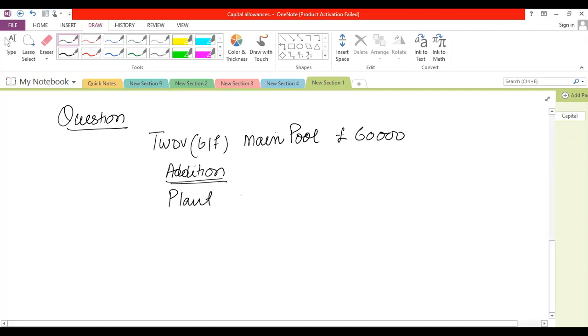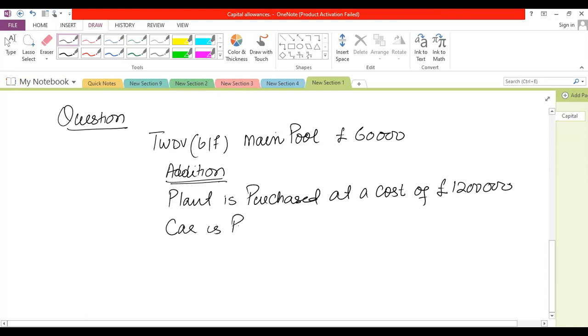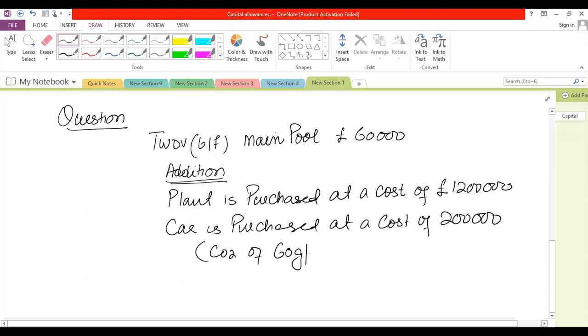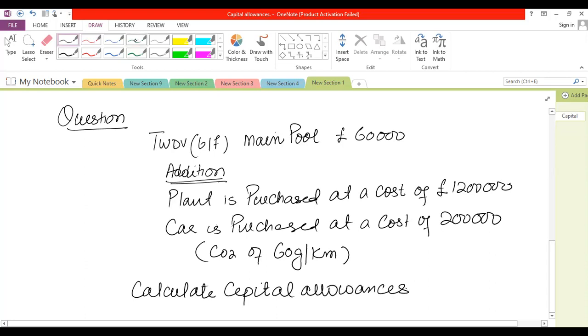So for example, a plant is purchased at a cost of 1.2 million, and a motor car is purchased at a cost of 200,000, having CO2 of 60 gram per kilometer, and we have to calculate capital allowances. As opening balance has been given, so this is not the first year.